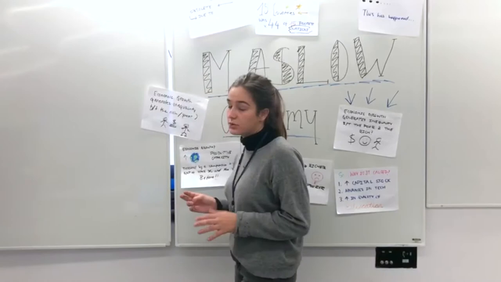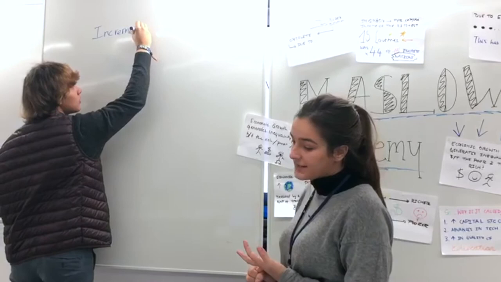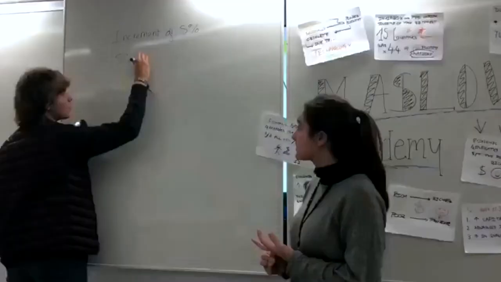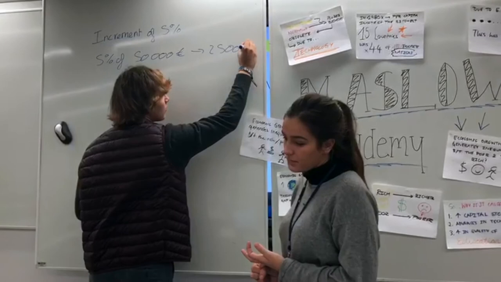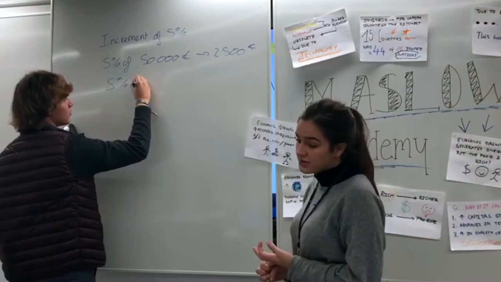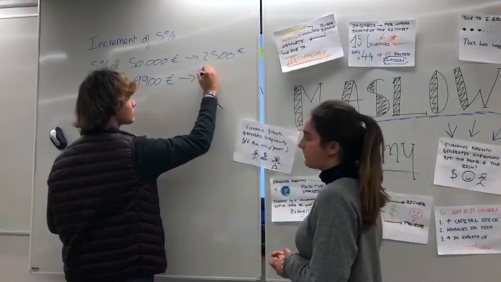To go further into detail, we will give you a clear example. For example, an economic growth of 5% for a medium wage worker who has a salary of 50,000 per year would be an increment of $2,500. While a 5% economic growth for a worker who just earns the minimum wage of $9,900 a year would be 495. As you can see between these two amounts, there's a big difference.